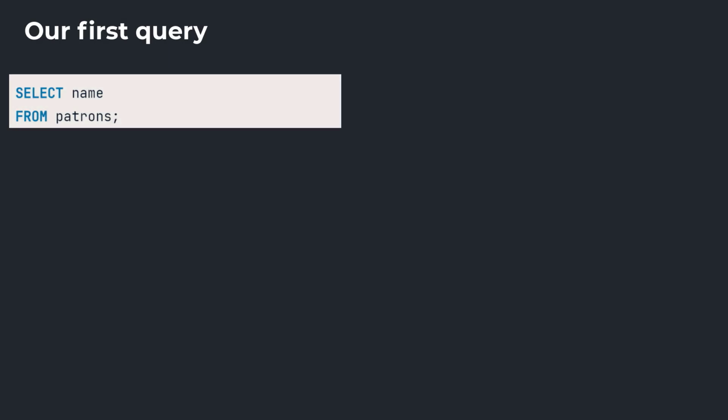Let's put these parts together. Here's how the query should be written. The SELECT statement appears first, followed on the next line by the FROM statement. It's best practice to end the query with a semicolon to indicate that the query is complete. We also capitalize keywords while keeping table and field names all lowercase.